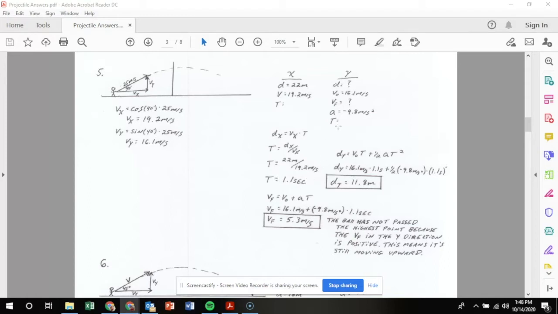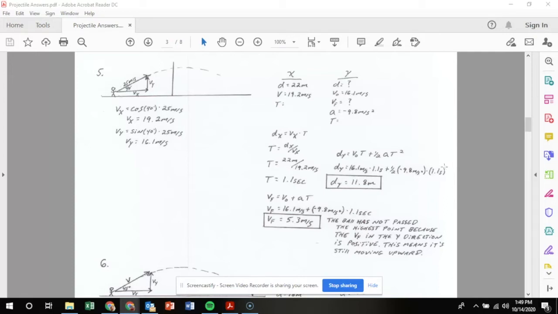From there, we can figure out how high the ball is going to go in 1.1 seconds using our y column information. We're going to use the equation without vf in it because I don't have vf, so we're going to use the third equation, d equals v naught t plus 1/2 a t squared. V naught is 16.1 meters per second. Time, we solved for, 1.1 seconds. Acceleration, negative 9.8. And time is again 1.1 seconds.